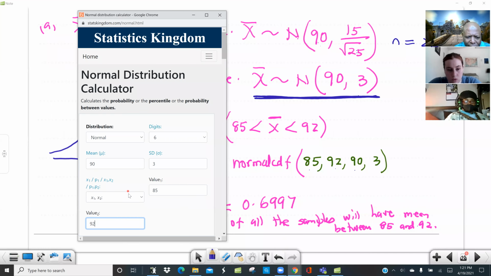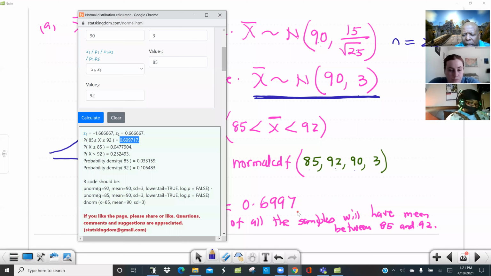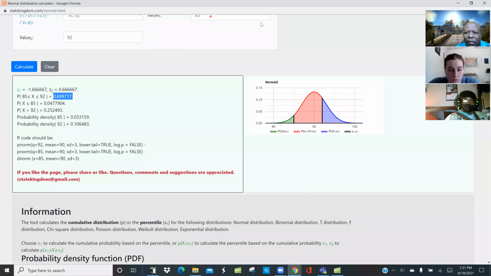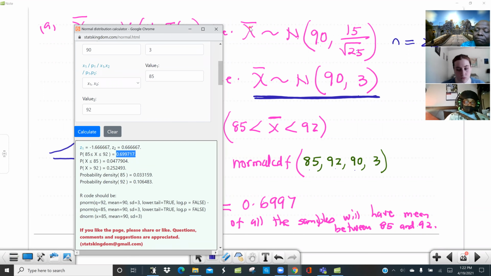And you say, okay, I want it. What is it? And this is going to give it to you right here. The area is 0.6997, which is what I have here. This was using the TI-84, but I'm saying we have this online calculator, which can do wonders for us as well. There's no need to go and grab the TI-84 if you have this free thing.